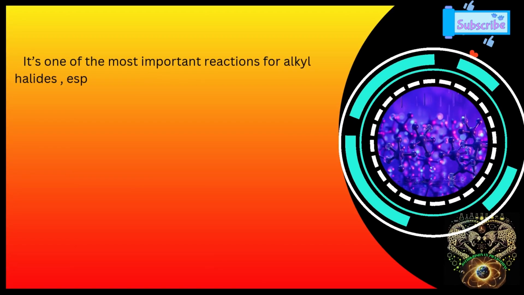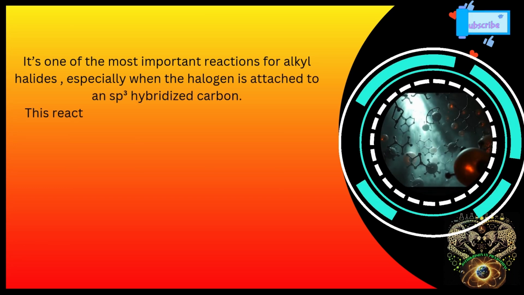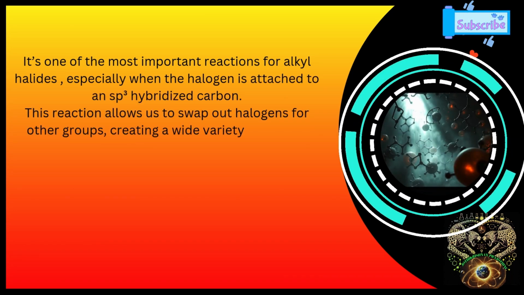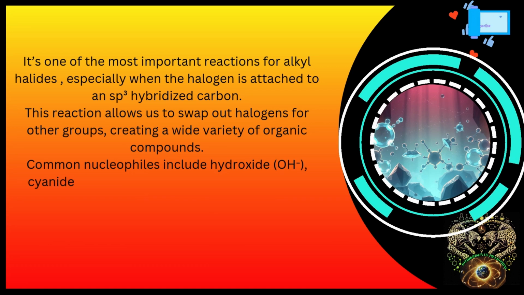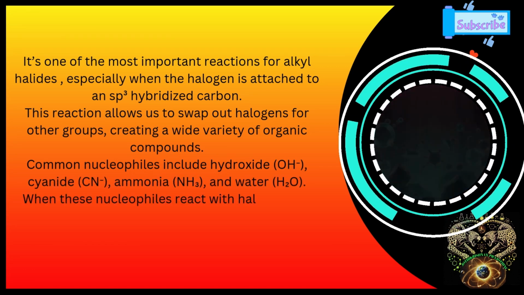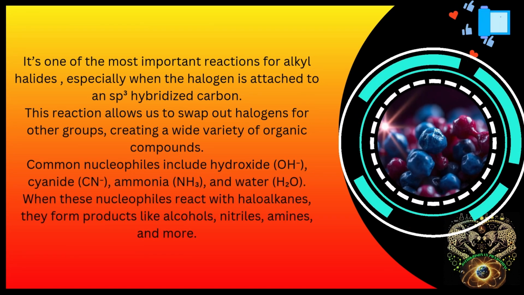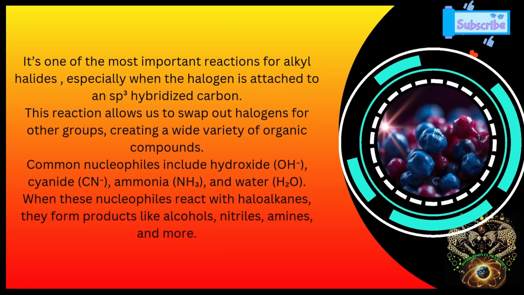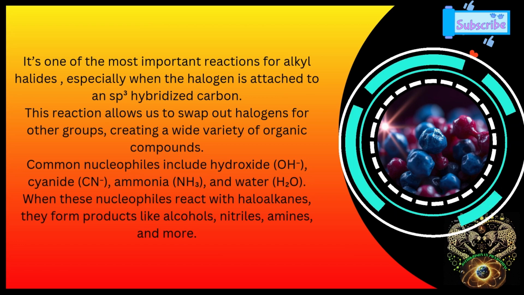It's one of the most important reactions of alkyl halides, especially when the halogen is attached to an sp3 hybridized carbon. This reaction allows us to swap out halogens for other groups, creating a wide variety of organic compounds. Common nucleophiles include hydroxide, cyanide, ammonia, and water. When these nucleophiles react with haloalkanes, they form products like alcohols, nitriles, amines, and more. But what is the mechanism behind this reaction? There are two types of mechanism.